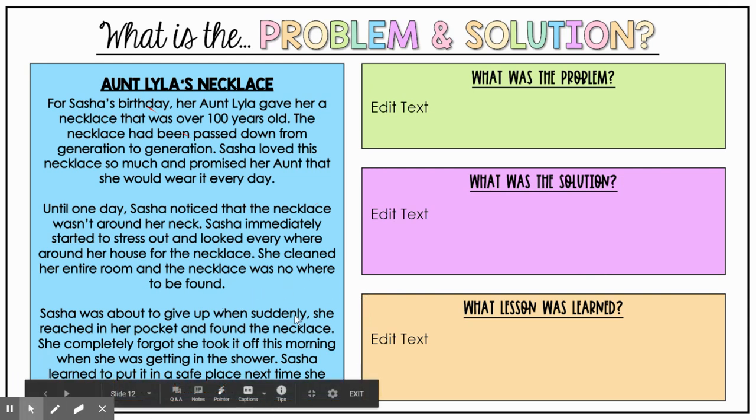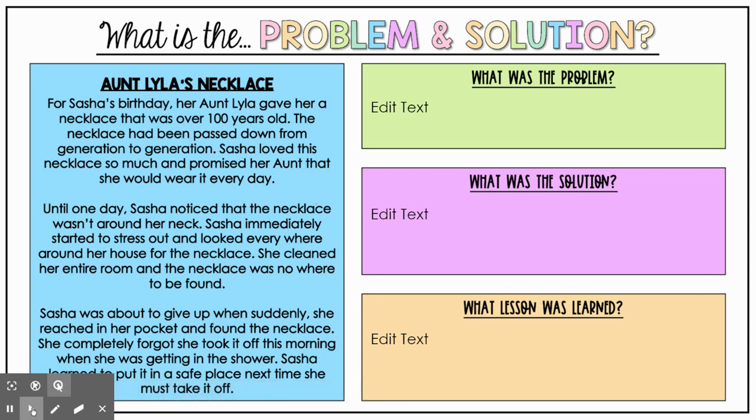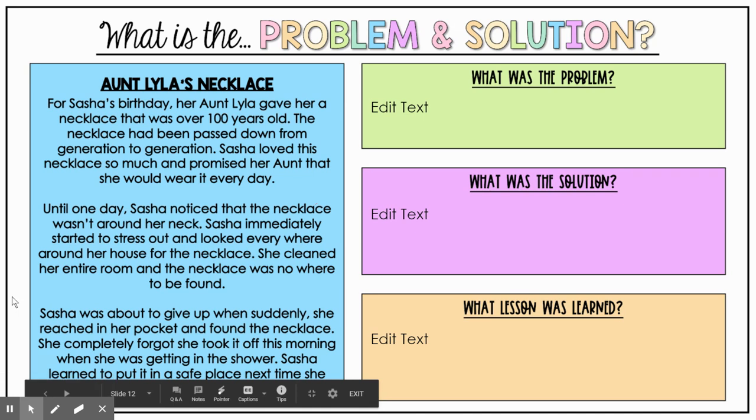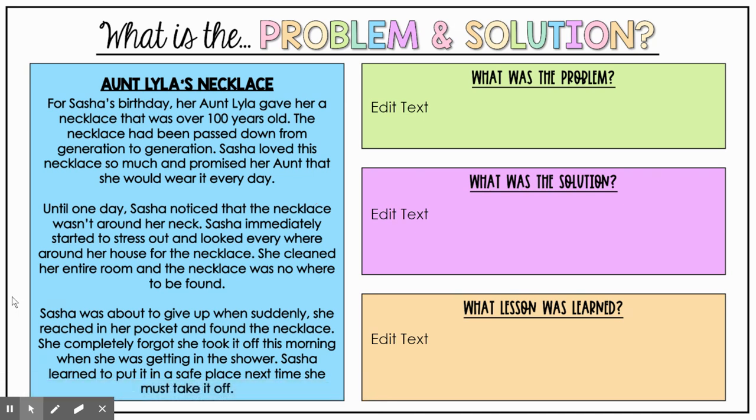Okay. Now we're going to look at this little story here. Okay, and then this will be about the end for what we're doing today. Aunt Lila's necklace. For Sasha's birthday, her Aunt Lila gave her a necklace that was over 100 years old. The necklace had been passed down from generation to generation. Sasha loved this necklace so much and promised her aunt that she would wear it every day. Until one day, Sasha noticed that the necklace wasn't around her neck.